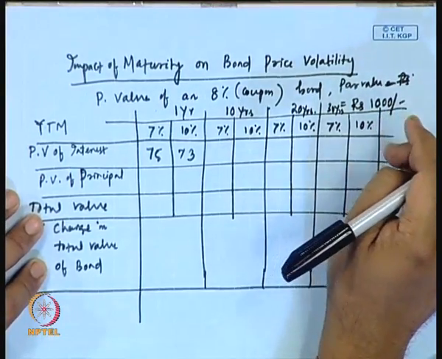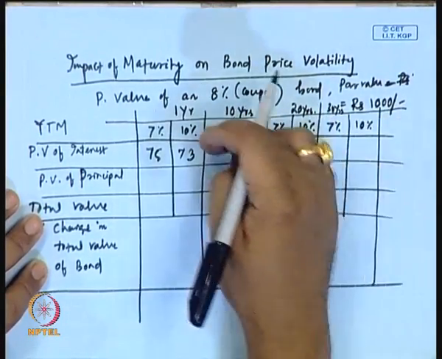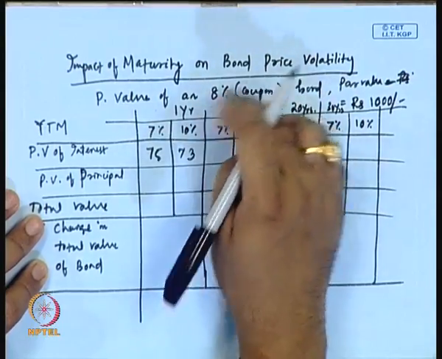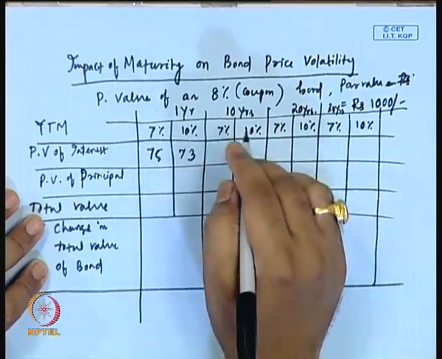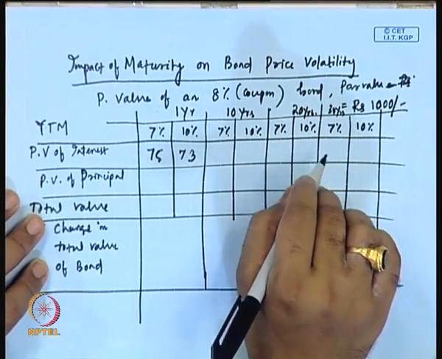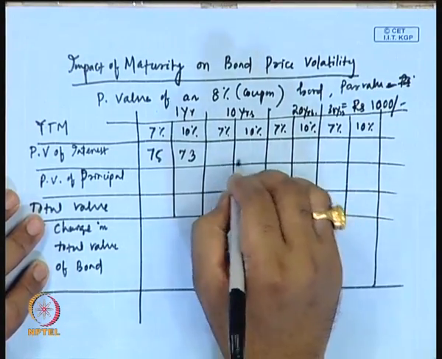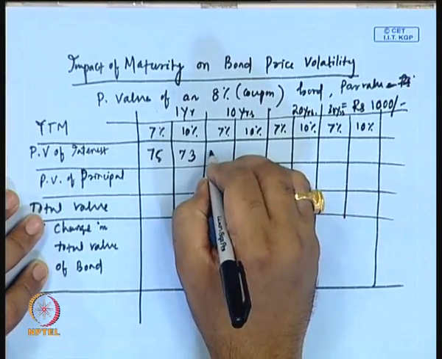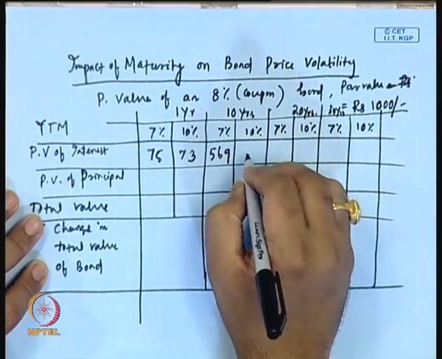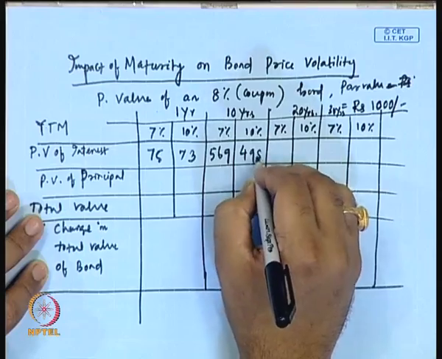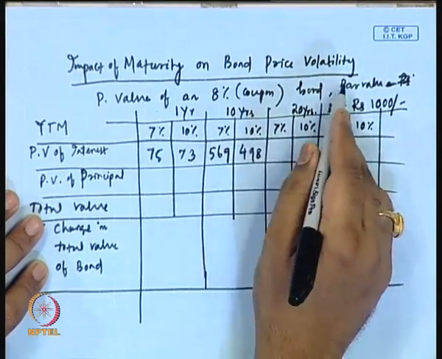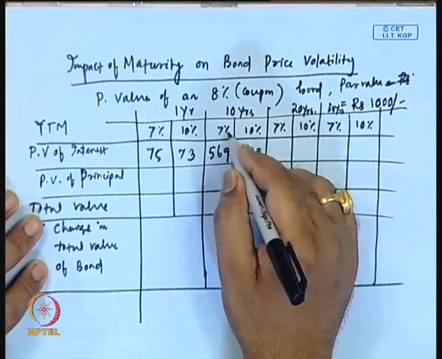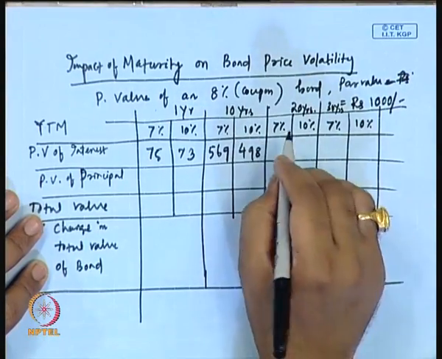It is an 8% coupon bond, which is why it is discounted at 7%. Here, 80 rupees has been discounted at 7%, and here 80 rupees has been discounted at 10%. So already you know that the interest rate has an inverse relationship with the price of the bond. So it will be 569, this will be 498, because these are all 10 years, which means 80 rupees is the coupon. You are discounting at 7%, and here the 80 has been discounted at 10%.